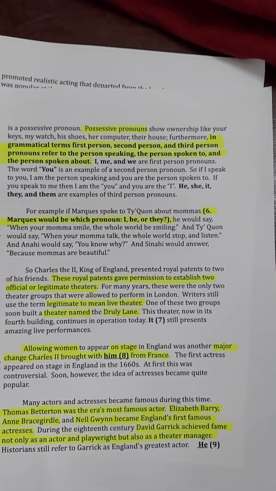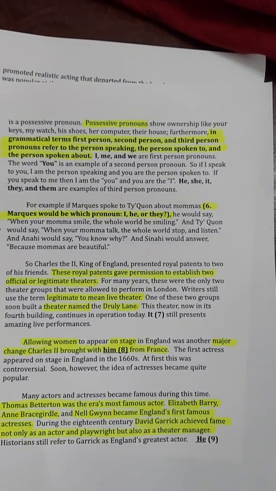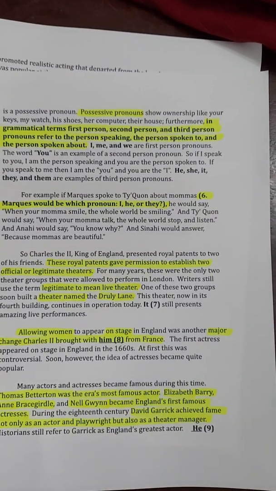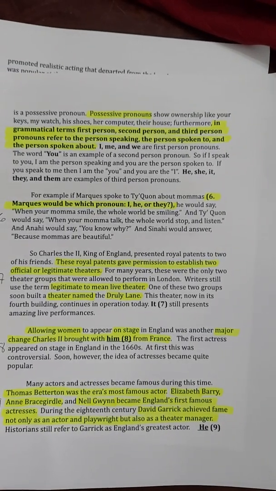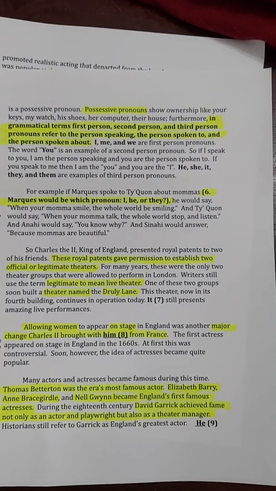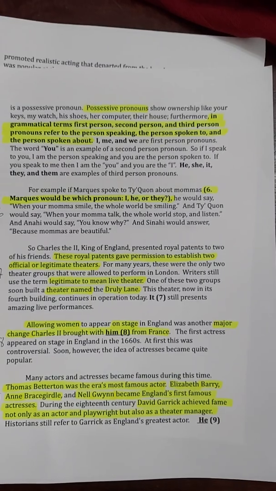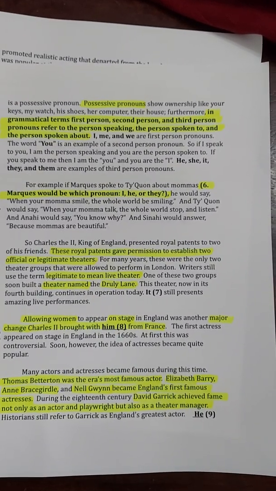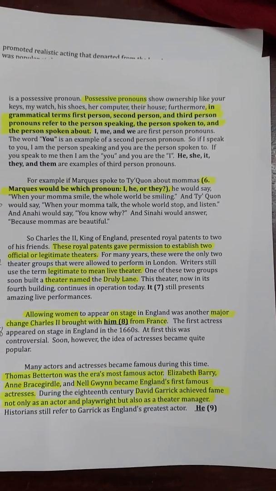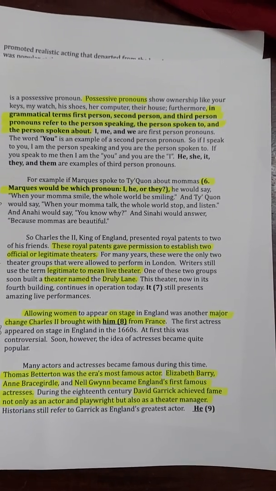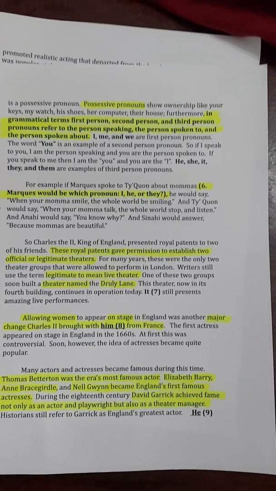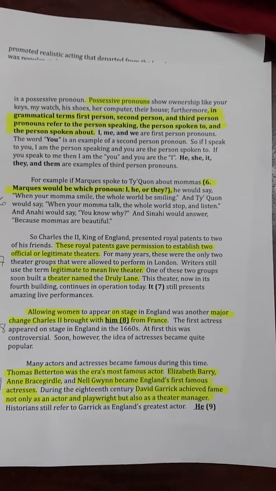Furthermore, in grammatical terms, first person, second person, and third person pronouns refer to the person speaking, the person spoken to, and the person spoken about. I, me, and we are first person pronouns. The word you is an example of a second person pronoun. So if I speak to you, I am the person speaking, and you are the person spoken to. If you speak to me, then I am the you, and you are the I. He, she, it, they, and them are examples of third person pronouns, right? So if you and I are speaking about someone else, then they're the third person pronoun.